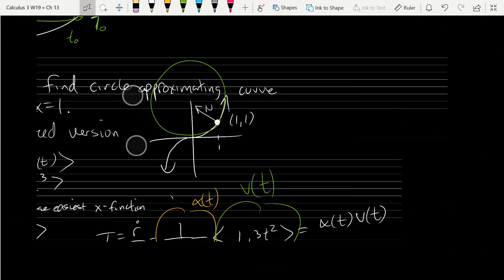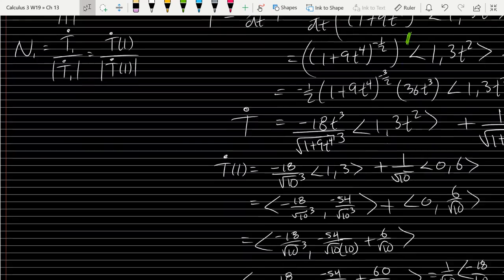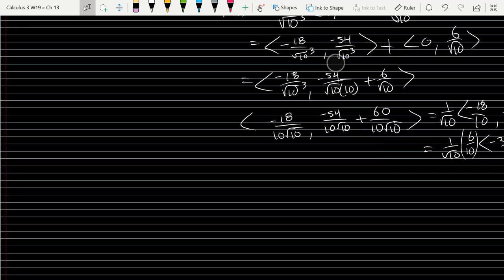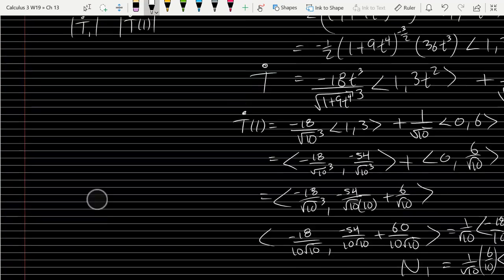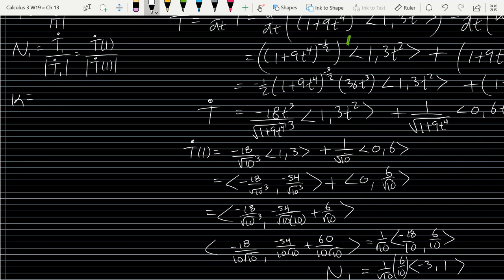All right, so we have the normal. That's n, or n1 right there. All right, how do we get curvature? So we have kappa equals 1 over magnitude v times magnitude t dot. All right, we probably computed all these things somewhere along the way.